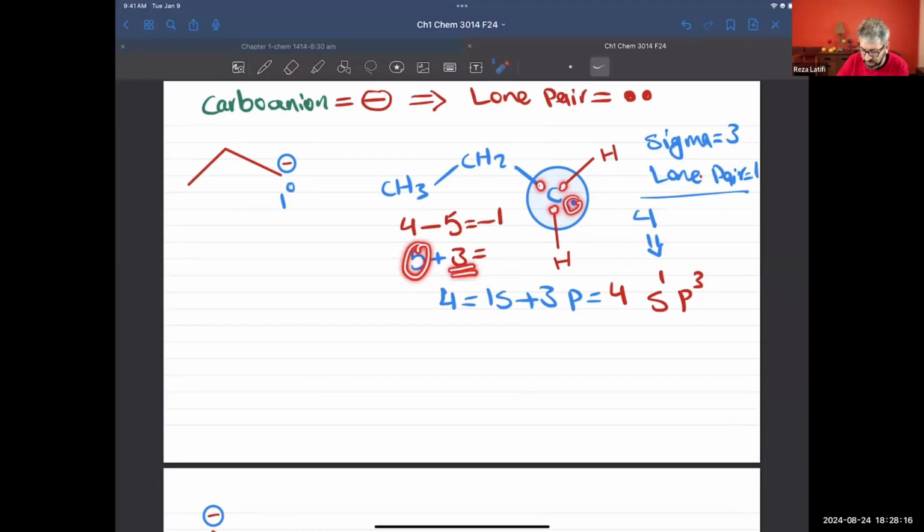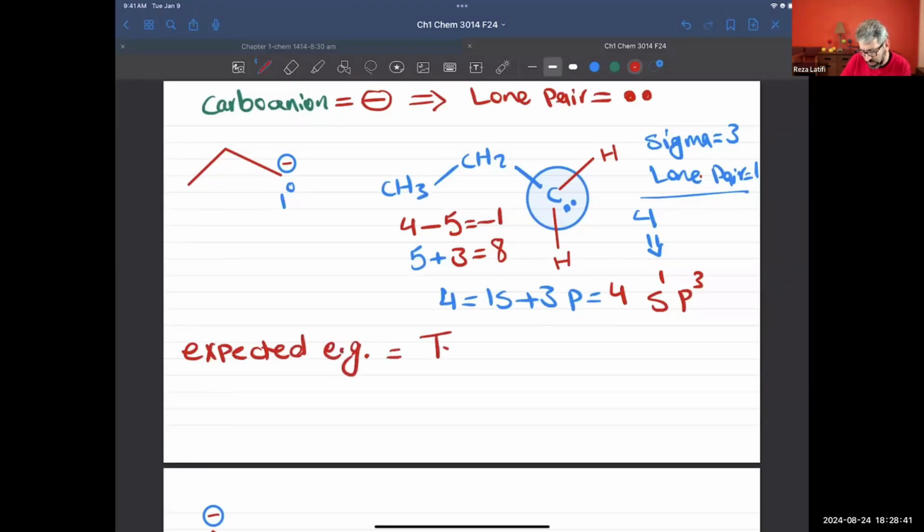Why do I say 3? Because I have 1 sigma bond, 2 sigma, and 3 sigma bonds. So carbon is octet, but the formal charge is -1. So what did we get here? We got carbon octet with sp3 hybridization, and it has 1 lone pair. And in that case, we say the expected electron geometry, because we got 4 pairs, should be tetrahedral.